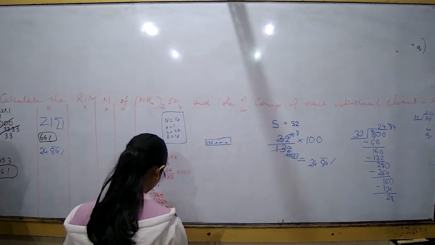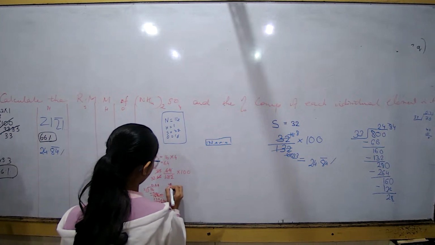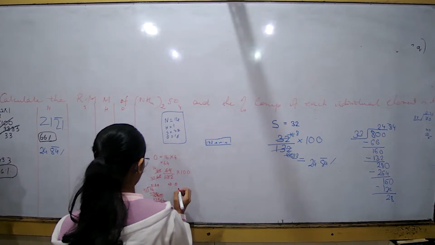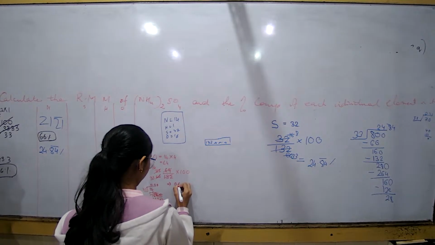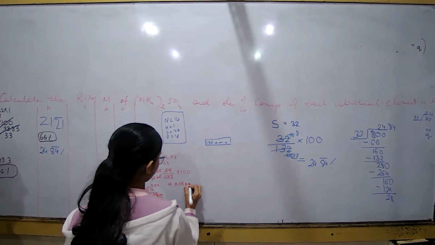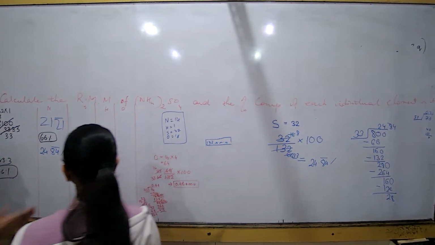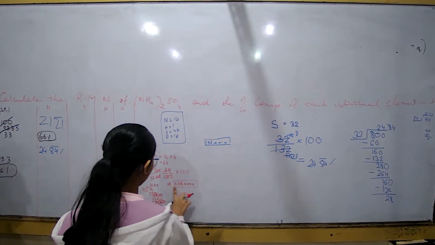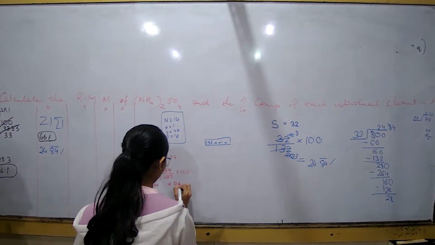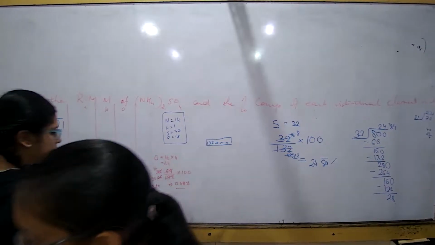Now the rest of you find out the percentage composition of ammonium... Aluminium sulfate. No, don't take that. Aluminium phosphate. Find out the percentage composition of aluminium phosphate.